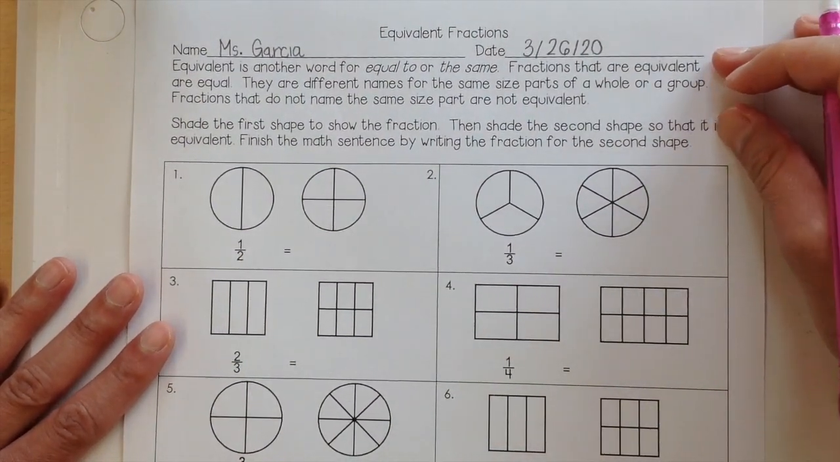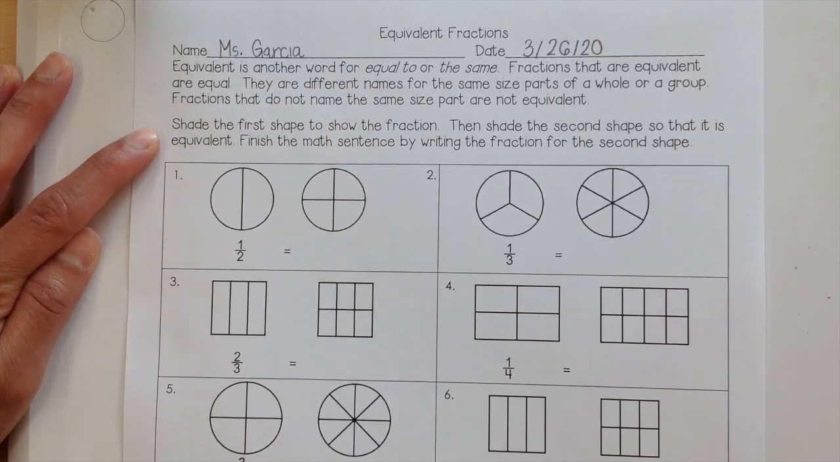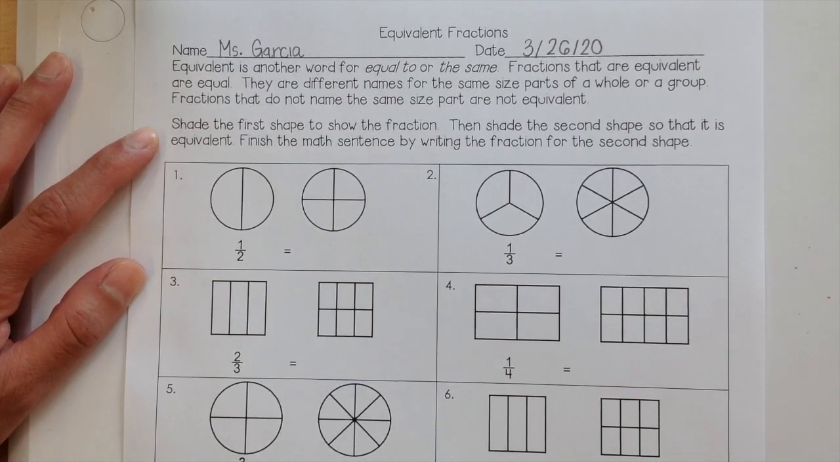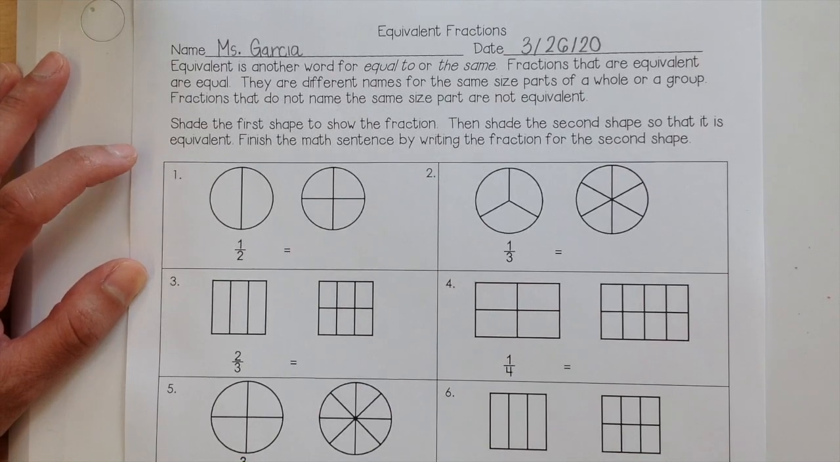At the top, it has a little blurb, so I'm going to read that to you. Equivalent is another word for equal to, or the same. Fractions that are equivalent are equal. They are different names for the same size parts of a whole or a group. Fractions that do not name the same size part are not equivalent. So here are the directions now. Shade the first shape to show the fraction. Then shade the second shape so that it is equivalent. Finish the math sentence by writing the fraction for the second shape.